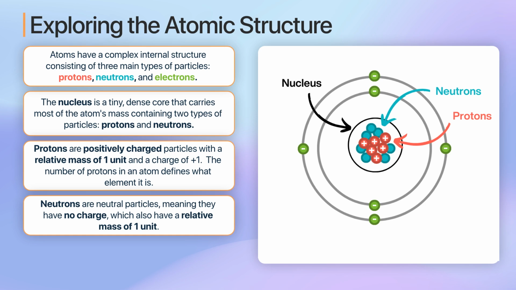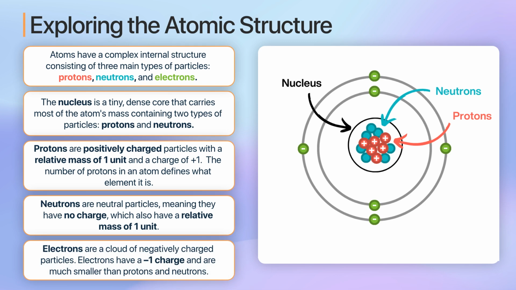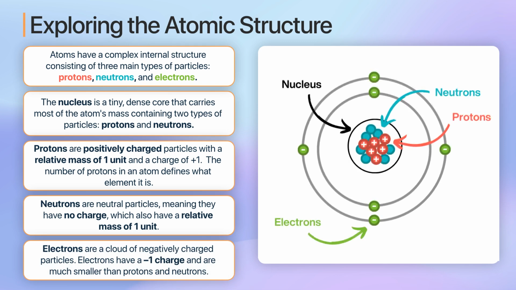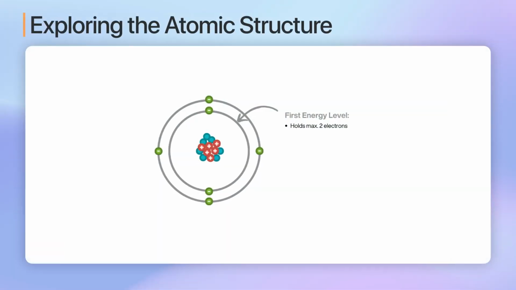Surrounding the nucleus is a cloud of negatively charged particles called electrons. Electrons have a -1 charge and are much smaller than protons and neutrons. They have a relative mass of only about 1/2000 units. Electrons in an atom are arranged in energy levels or shells, which are at different distances from the nucleus. The first shell is closest to the nucleus and can hold up to 2 electrons. Subsequent shells can hold more electrons and have higher energy.